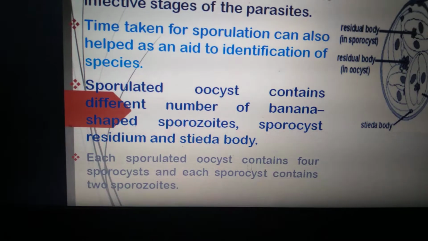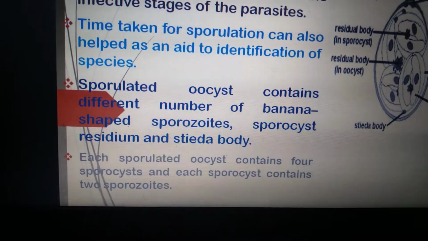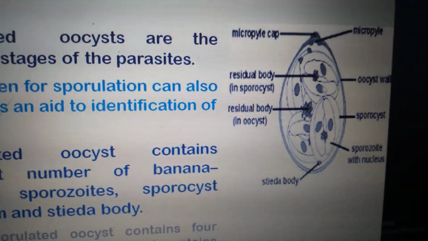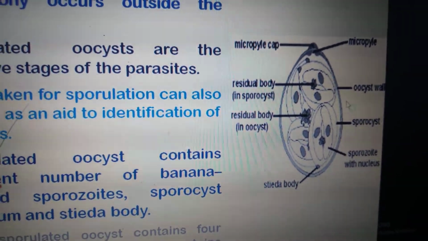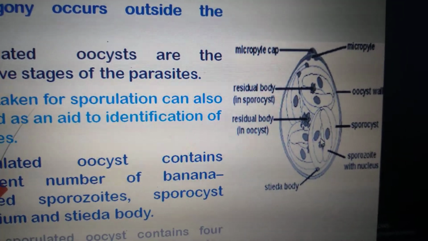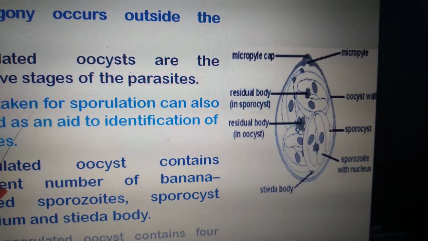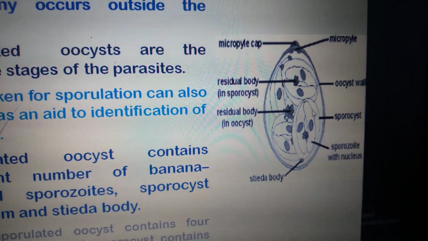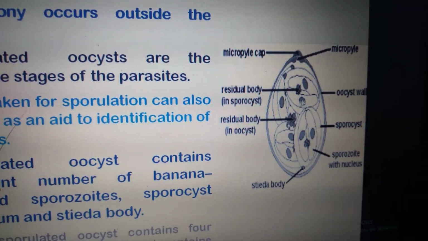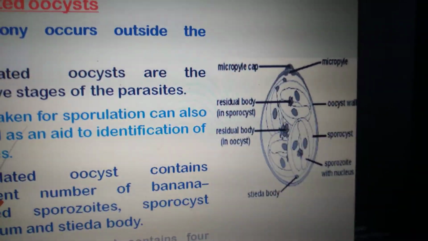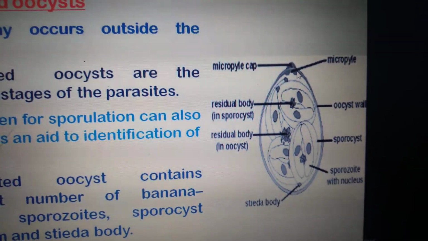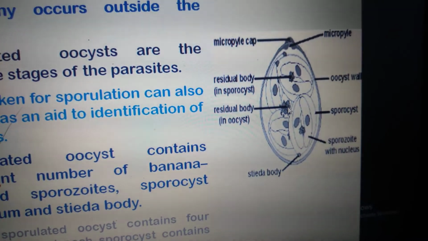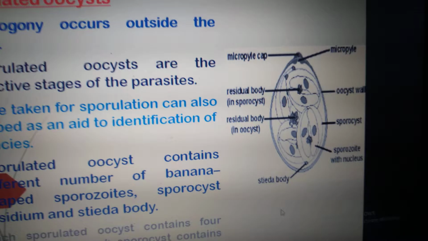Each sporulated oocyst contains 4 sporocysts, and each sporocyst contains 2 sporozoites. You can see here 1, 2, 3, and 4. These are sporocysts, and each sporocyst contains two sporozoites, okay? One and two, one and two, one and two, one and two. I hope you got this structure. So this will remain the same, micropyle and micropylar cap. The only difference in the sporulated oocyst is the presence of these four sporocysts and the sporozoites. And this is the Stieda body, right?